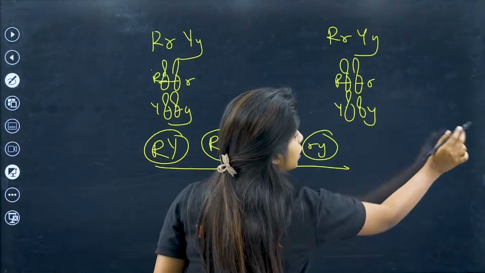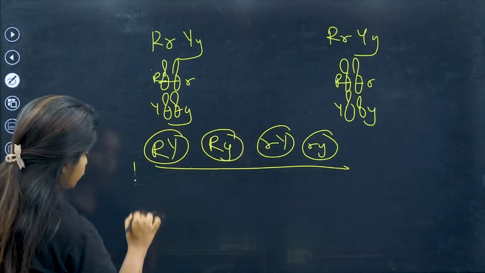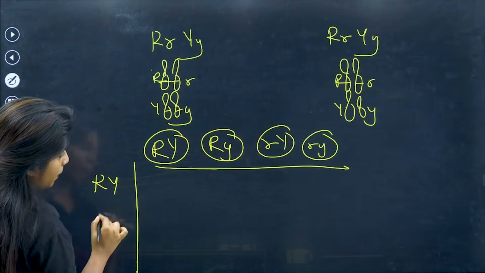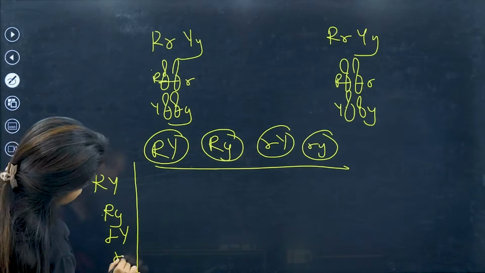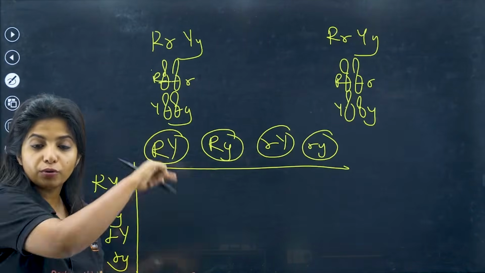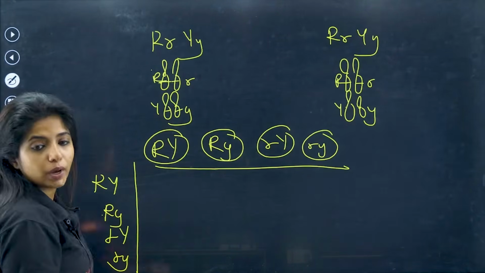Similarly over here also you will get 4 types of gametes being formed. So I am writing the 4 here, okay. Capital R, capital Y; capital R, small y; small r, capital Y; and small r, small y. Now if you want to cross, you won't do a zigzag cross like that. You will make the Punnett square and cross it.